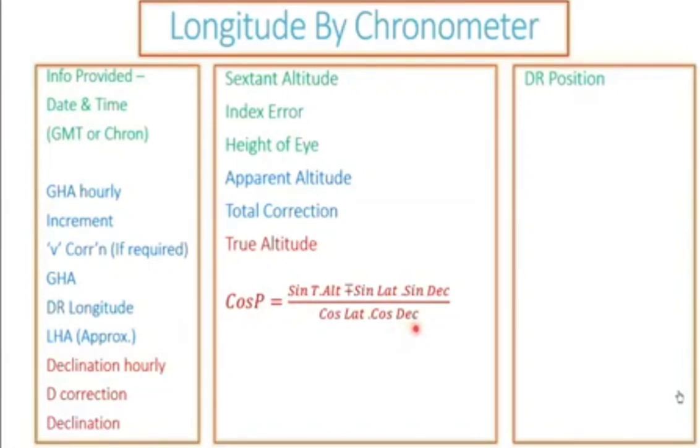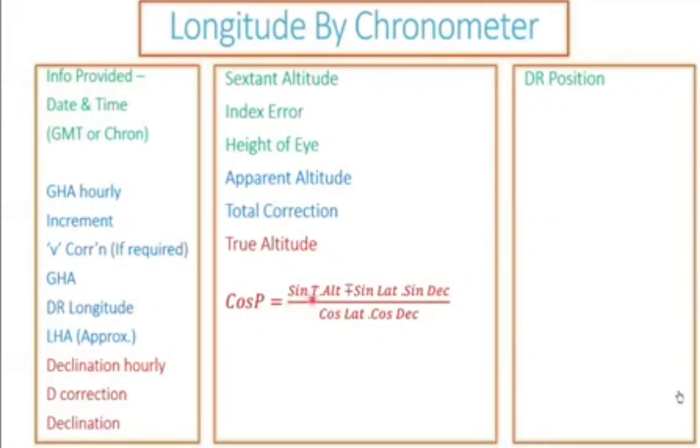Now a couple of things in this formula. P, as I already told you, is obtained or is the same as we used in the ABC method. P is either equal to LHA or P is equal to 360 minus LHA. In this case, we are going to calculate the value of P here in this formula.